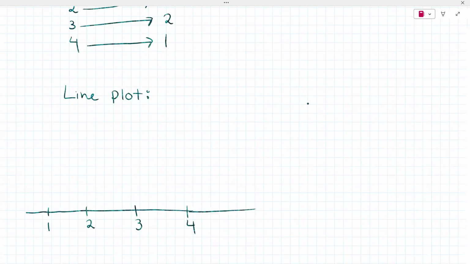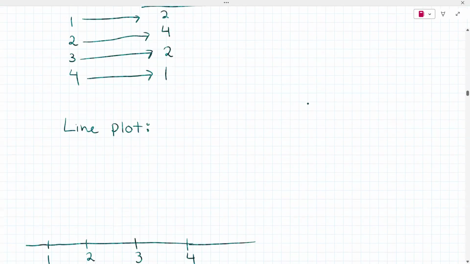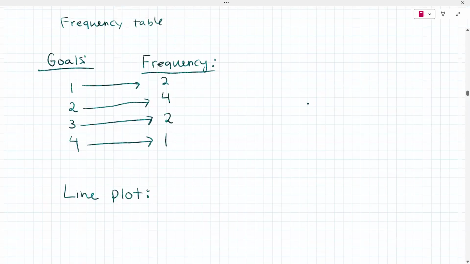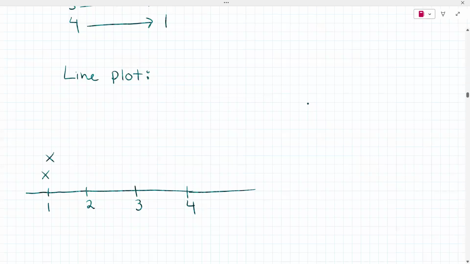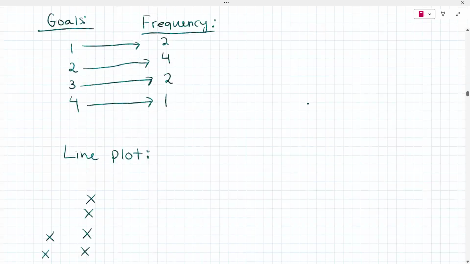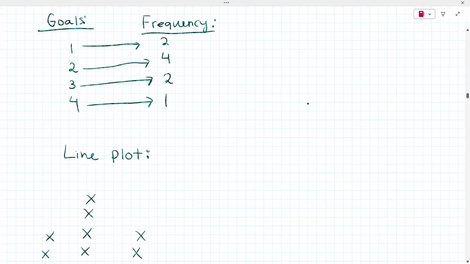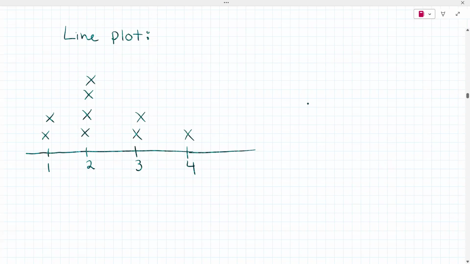So on 1, we said there was a frequency of 2, so you're going to put two x's. And then on 2, there was a total of 4 frequencies, so you put 4 x's. And then 3, there's 2. And then 4, there's only 1 frequency. So that is how you make a line plot. This is the x. There's no y.